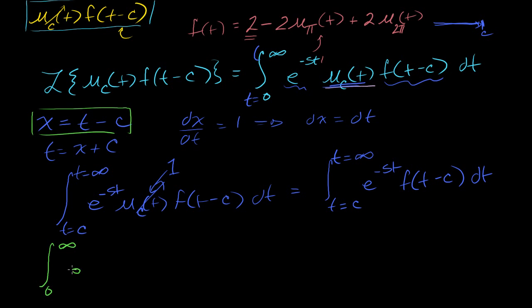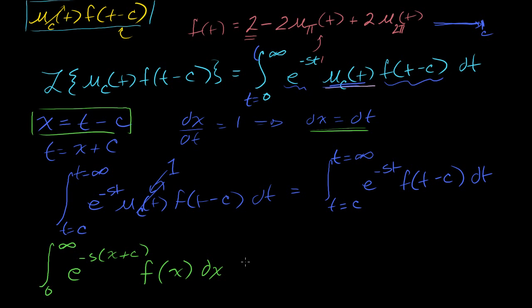And it's the integral of e to the minus s, but now instead of a t, we have the substitution. If we said x is equal to t minus c, then we can just add c to both sides. You get t is equal to x plus c. So you get x plus c there, and then times a function f of t minus c. But we said t minus c is the same thing as x. And dt is the same thing as dx. Showed you that right there. So we can write this as dx.